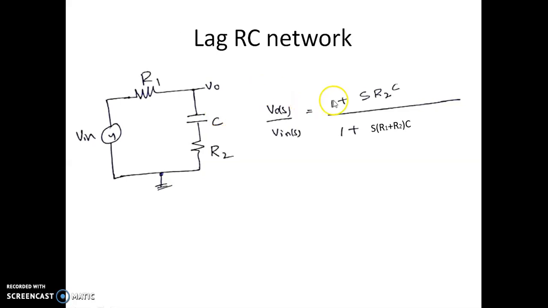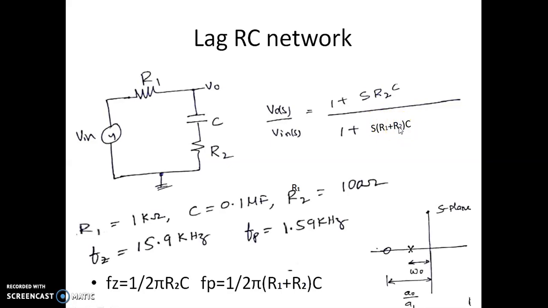So this is the transfer function. If you can see here, in the numerator you have 1 plus S R2C. So this is the time constant of the zero. The zero is now located with the time constant of R2 into C, whereas the pole is now located at a point having a time constant of R1 plus R2 into C. So this R1 plus R2 into C happens to be the time constant, whereas the frequency of the zero is 1 over 2 pi R2 into C, and for the pole it is 1 over 2 pi R1 plus R2 into C.